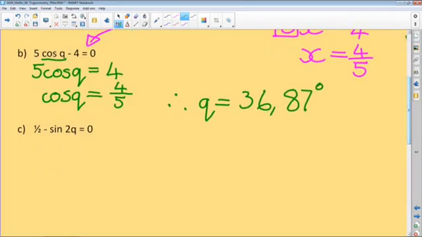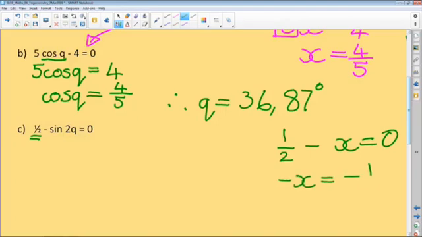Okay, the last one would have scared a few people because of that fraction. But there's no reason to be scared of it. Why? Because it's just a fraction. So, if we want to get the girl, and in this case, the girl is sine 2Q, let's write it as a normal equation over there. We would take the half over, so we're left with negative x is equal to negative half, and then we would get rid of the negative, and x is equal to half. But it's not an x, it's actually sine 2Q. So let's do it over here.